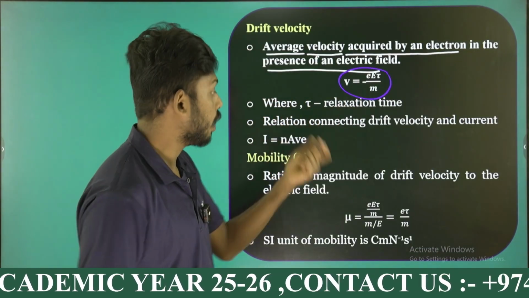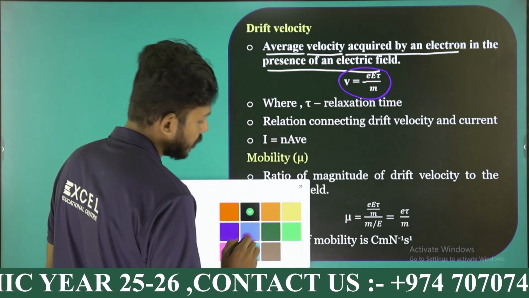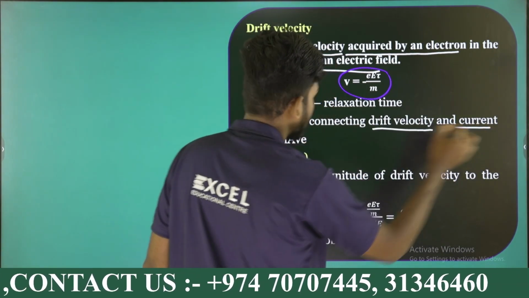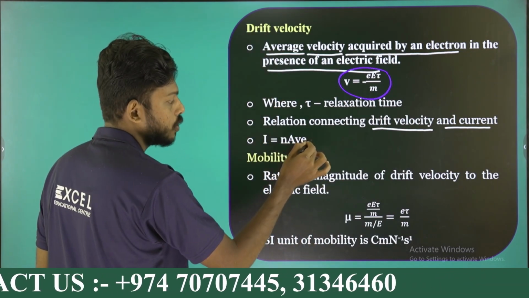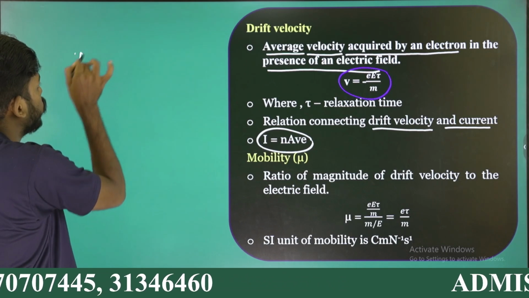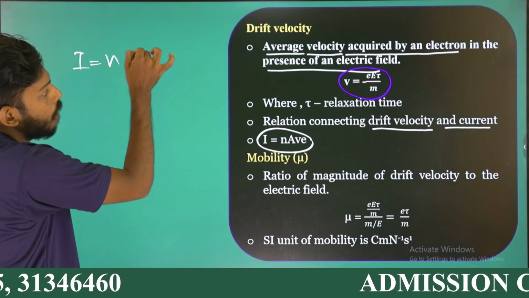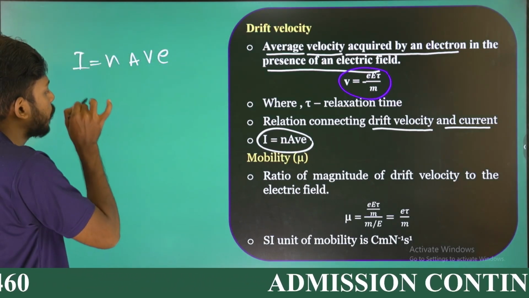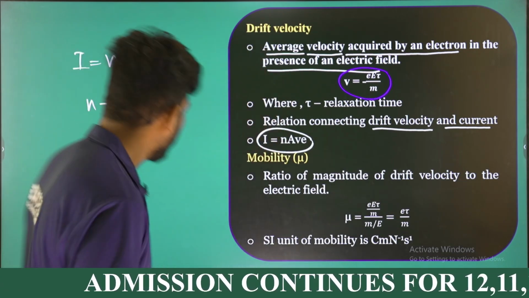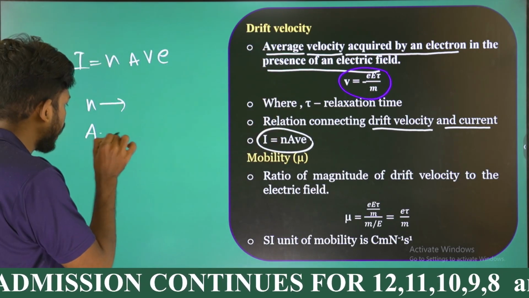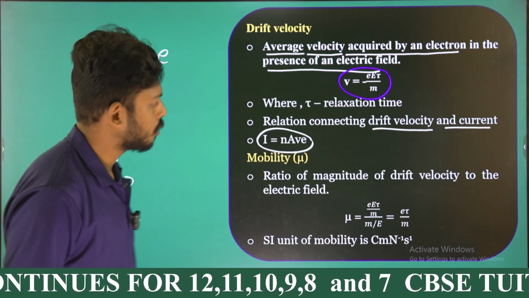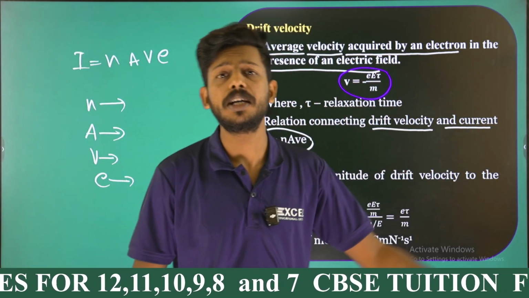There is also one more equation that's very important, the equation which connects drift velocity and current. It is I equals n A v e. You have to know each and every term. n is the electron density, the number of electrons in a unit volume. A is the area term, v is the velocity term, and e is again the base charge. So these are the equations and the concept for drift velocity.